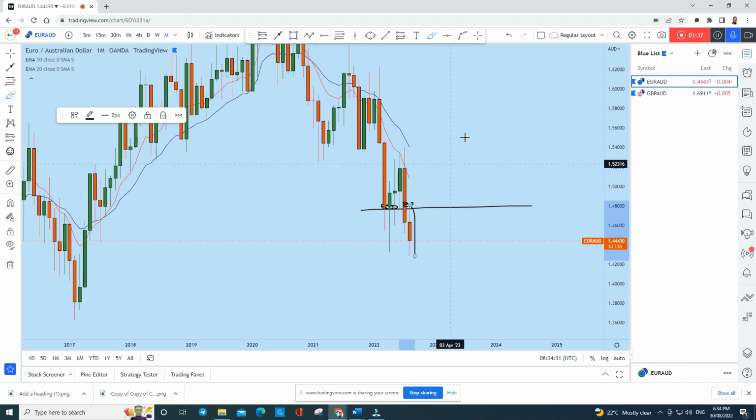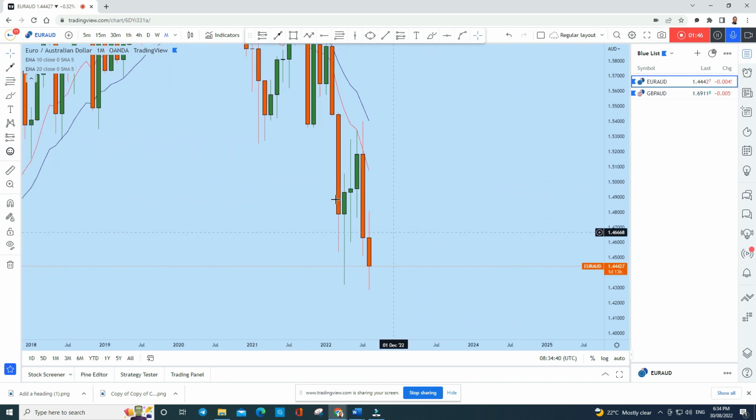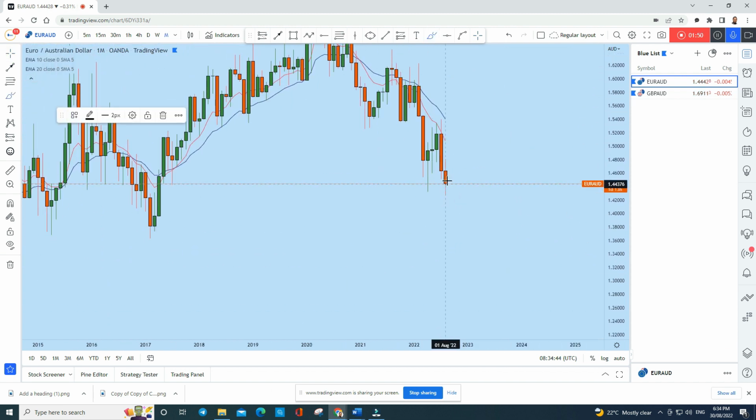again as resistance, and this current monthly candle is just 1.5 days old. What we see is that it is creating a kind of middleman, which is a continuation pattern. So what we can expect now is that Euro AUD will probably continue to drop to the downside from this zone, as this is long-term bearish.